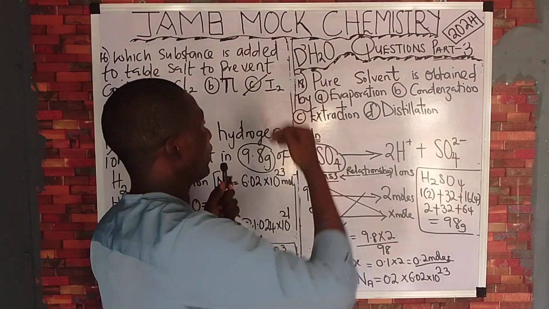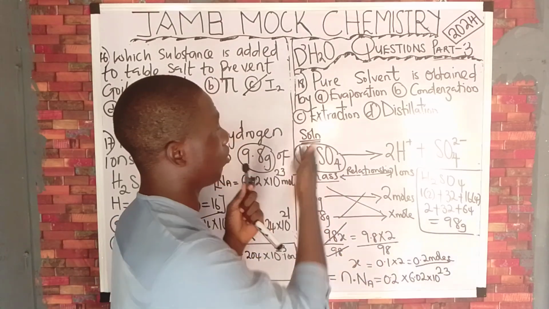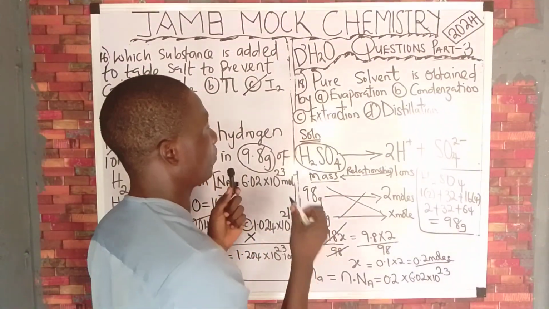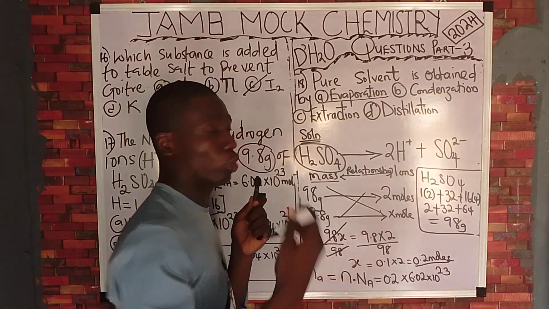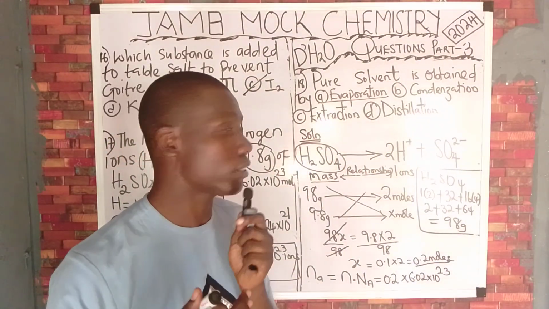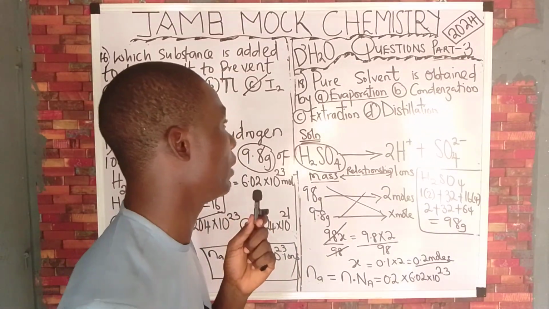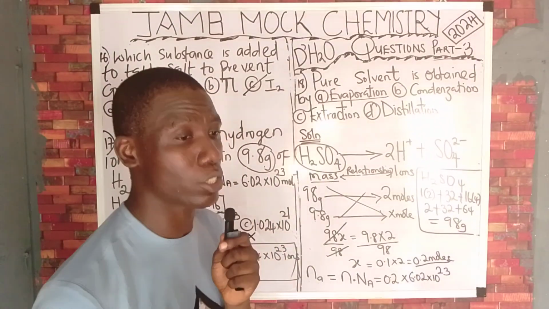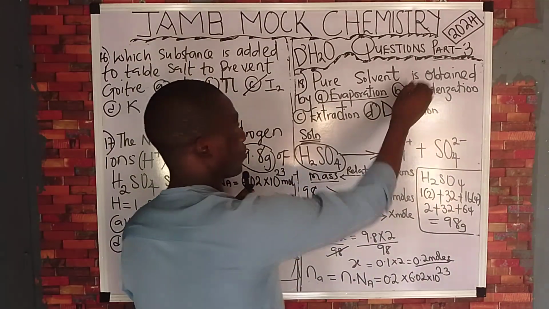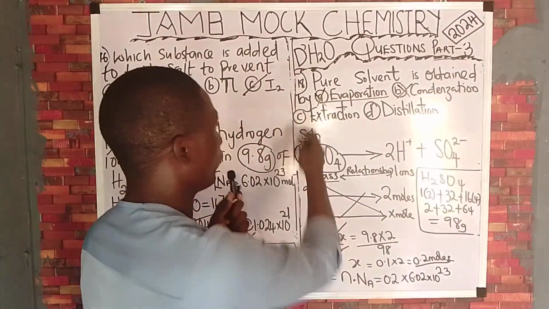Question number 18. Pure solvent is obtained by, very easy. Remember that all of these, from what I'm seeing, are processes for matter. Evaporation means that the substance is changing from liquid state to gaseous state, and that's not how pure solvent is obtained. Condensation is the reverse of evaporation, where the gas is condensed back to liquid. So that's not the answer. Extraction is more or less a general term, so be careful of this option.